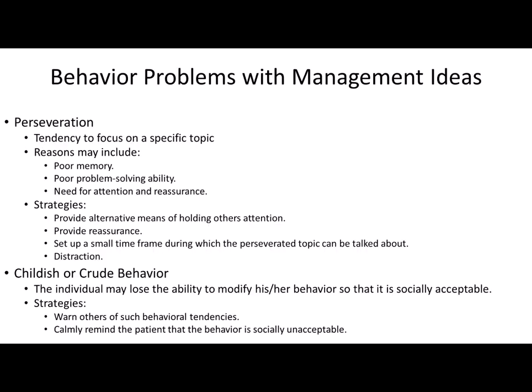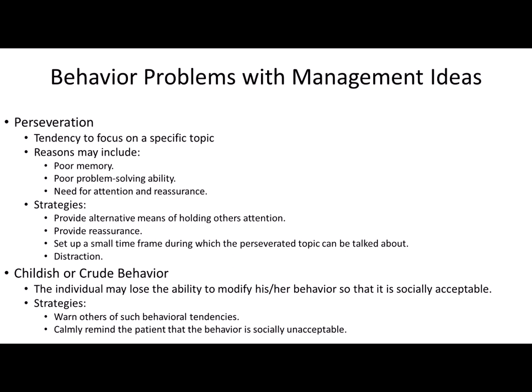Other problems to be aware of, I talked a little bit about perseveration, and this is where a person's going to tend to focus on a specific topic. The reasons for perseveration might be just due to a need for attention. As I said before, they might have a poor memory, and here are some strategies to deal with it. Provide an alternative means for having that person hold your attention. Provide them with some reassurance that the whole brain injury, the whole process that they're going through, everything's going to be okay. It's going to work out. We just have to take it slowly.